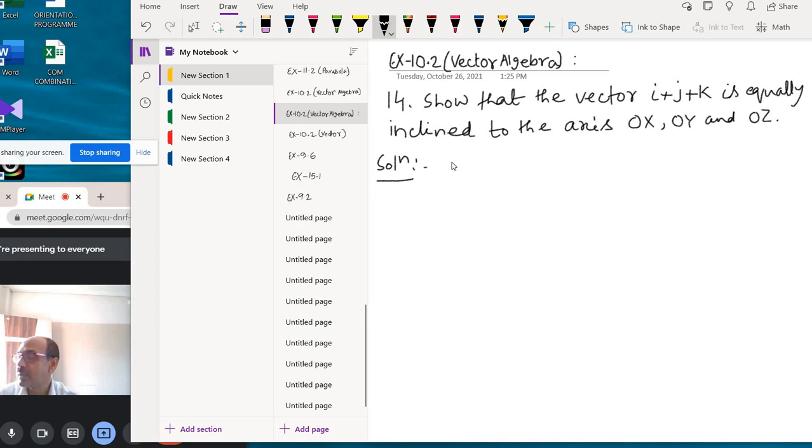So let us take the given vector A. Let vector A equal to i plus j plus k. Okay, i, j, k are the unit vectors.